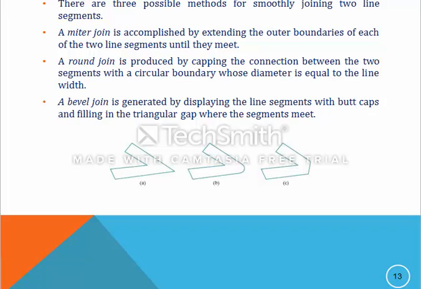Next, coming to three methods which can join two line segments: a miter join, a round join, and a bevel join. A miter join is accomplished by extending the outer boundaries of each of the two line segments until they meet. A round join is produced by capping the connection between the two segments with a circular boundary whose diameter is equal to the line width. And a bevel join is generated by displaying the line segments with butt caps and filling in the triangular gap where the segments meet. If the angle between two connected line segments is very small, a miter join can generate a long spike that distorts the appearance of the polyline.